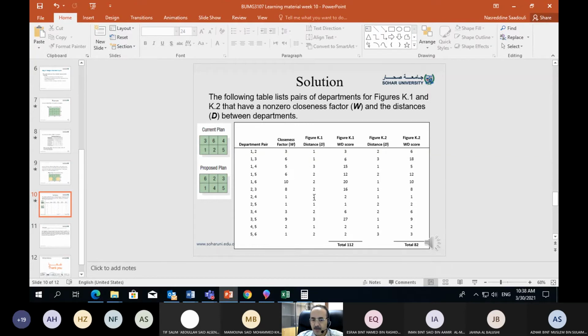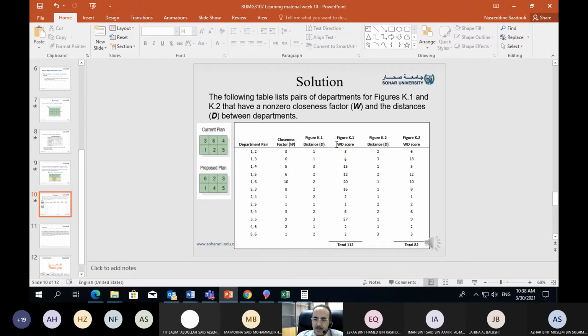Take another example, 2 and 4. It says 2. To go from 2 to 4, it's 1, 2. That's why it's 2 movements. 3 to 5. From 3 to 5, it's 1, 2, 3 movements, and so on. Same thing for the second or the proposed plan. Take, for instance, 1 and 3. 1, 2, 3. If we take, for instance, 2 and 5, 1, 2, and that's why for 2 and 5 I have a distance of 2 here.